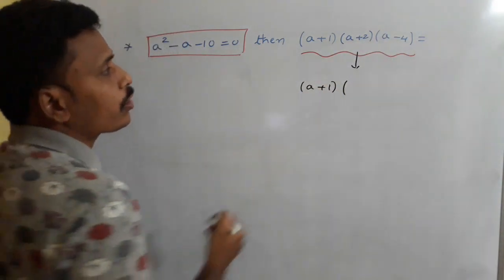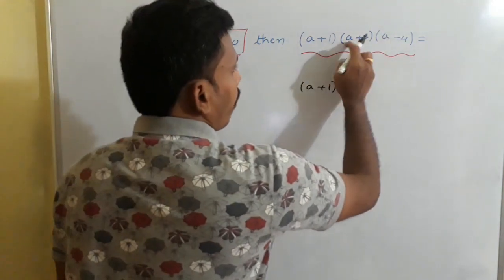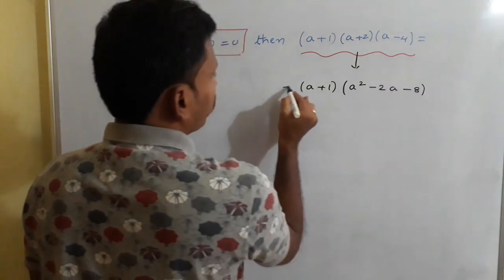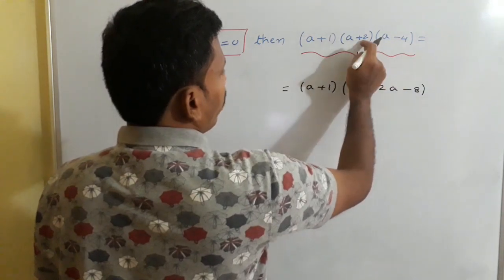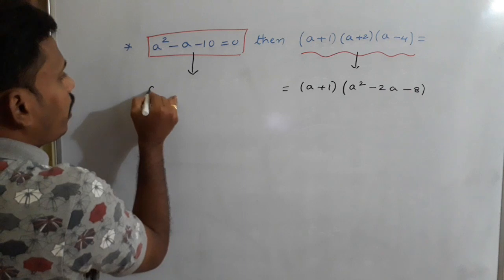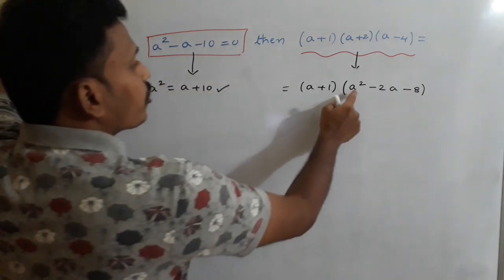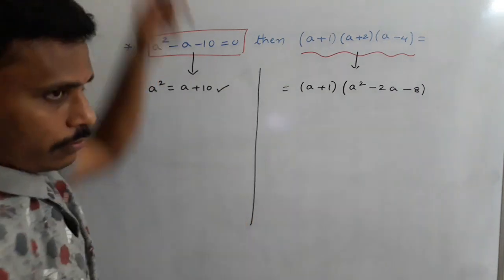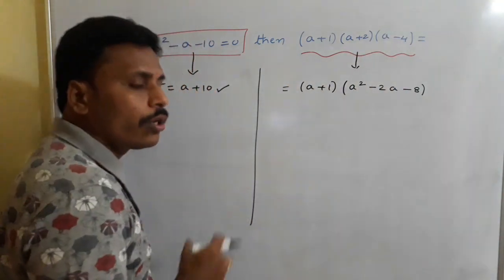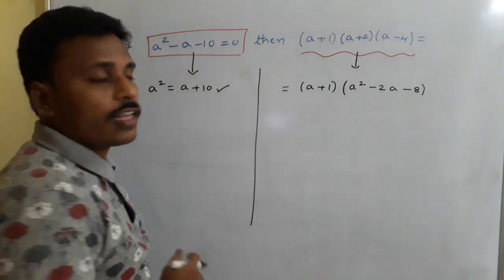I will multiply these two. If I multiply a plus 2 into a minus 4, I will get a into a square, 2a minus 4a. 2a minus 4a is minus 2a, minus 8. a square minus 4a plus 2a, minus 2a minus 8. So from this a square minus a minus 10, what is the value of a square? a plus 10. Okay. I will just replace a square with a plus 10. Because I need the value of this a plus 1 into a plus 2 into a minus 4.